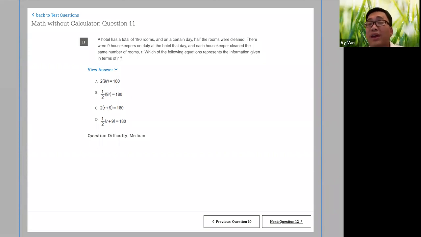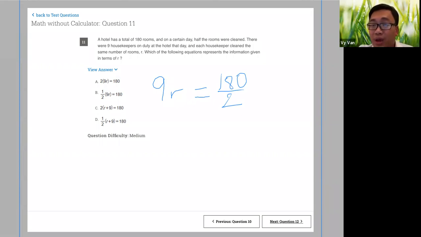So we have 9 housekeepers, and each of them cleans R rooms. So in total, we have 9 housekeepers cleaning R rooms. So on that day, they will clean 9R rooms. And because they only clean half the rooms, that will be equal to 180 divided by 2. Now, in all the answer choices, the 180 doesn't have the divided by 2. So let's move the divided by 2 over there.